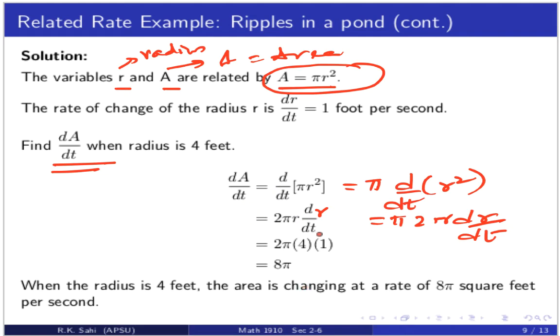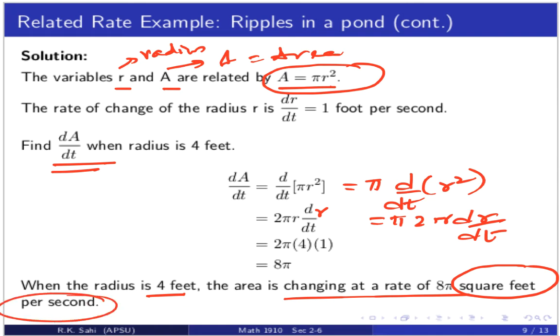Now we have to find, if my radius is 4 and the rate of change of the radius is given to be 1 foot per second, what is the rate of change of the area? It is 8 pi. Just substitute the values. So we notice, when the radius is 4 feet, the area is changing at a rate of 8 pi square feet per second. Be very careful of the variables and their units. Area means you'll have length times breadth, so in the circle, it's going to have 2 dimensions here.